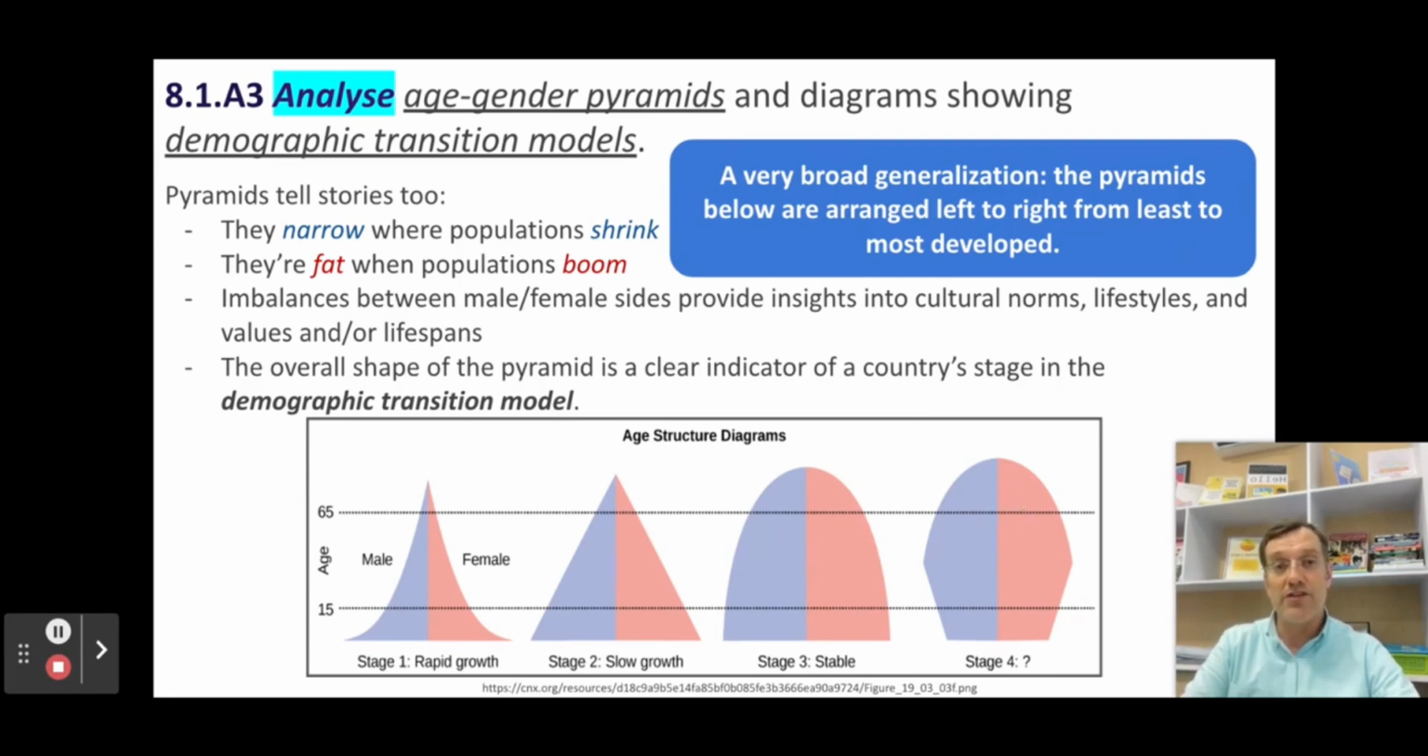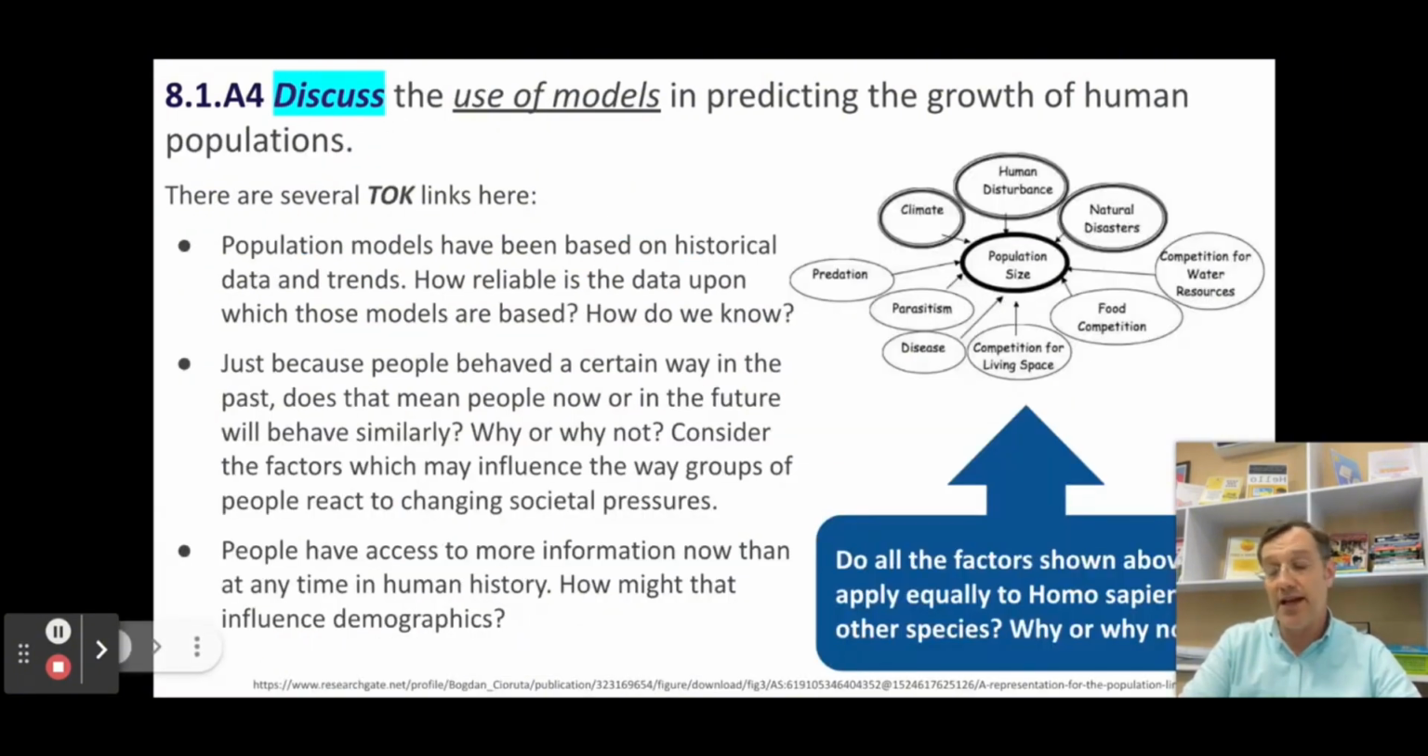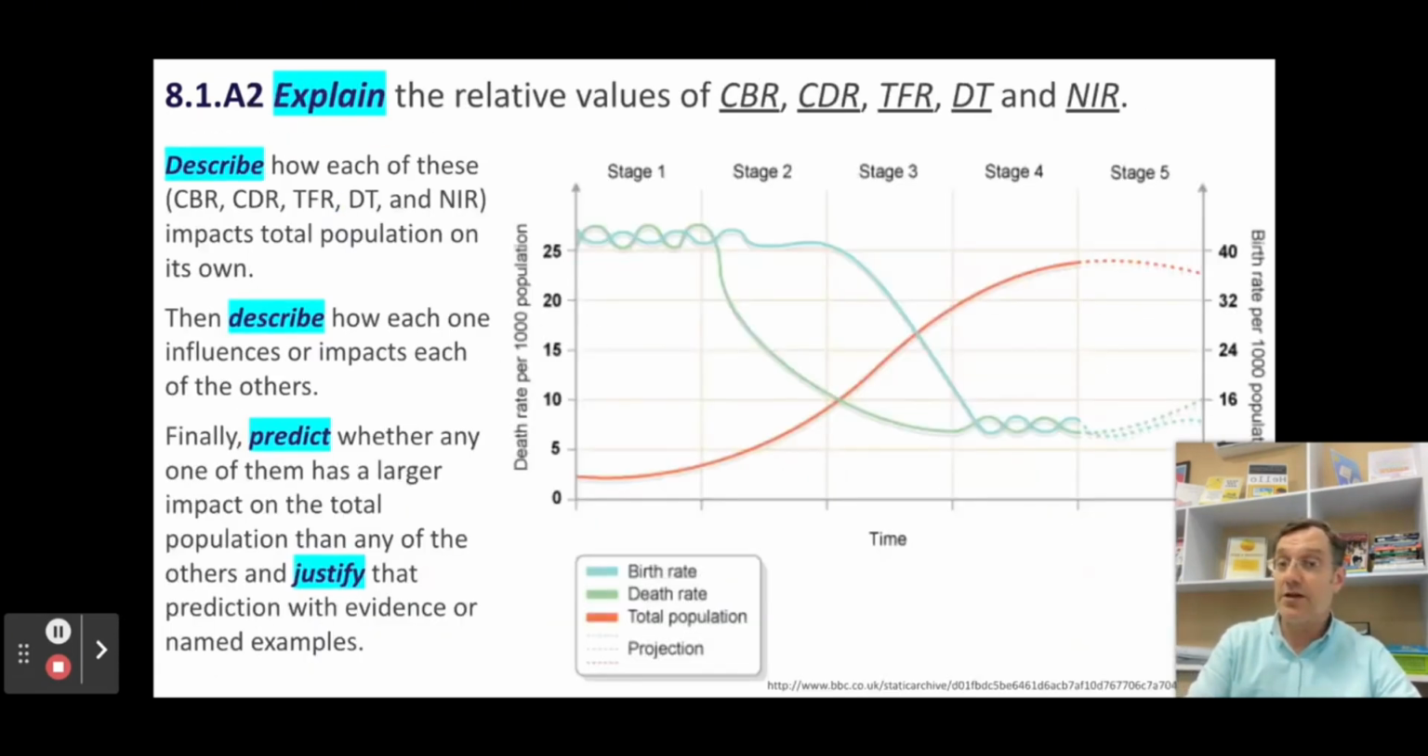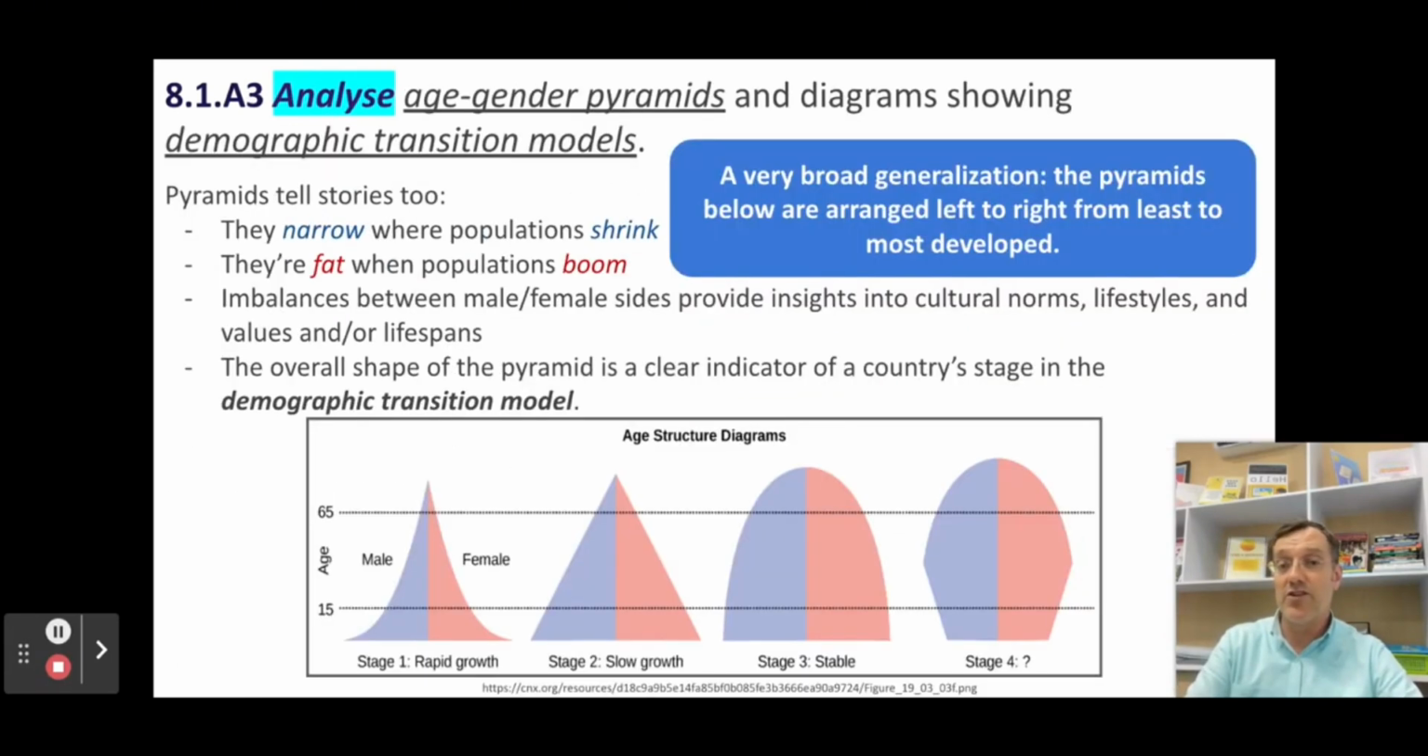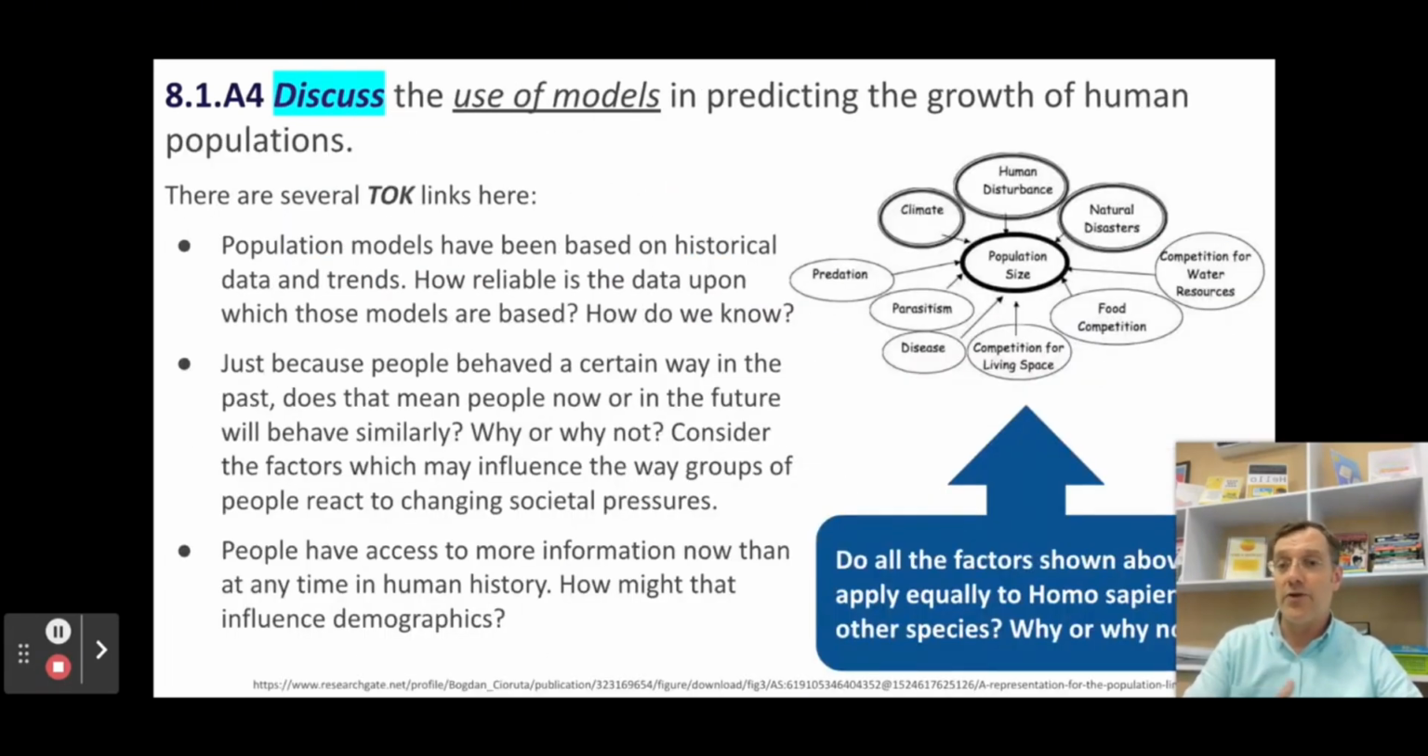I've got some worksheets available on my website if you want to check those out to help you work through this analysis. As usual, in ESS, you may be asked to discuss the effectiveness or use of models. These age-sex pyramids, the demographic transition models, they are models. They have strengths, they have weaknesses. That's the type of discussion and evaluation you may be asked to do on your ESS exam.